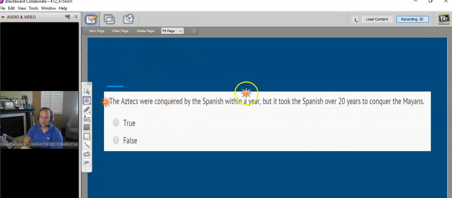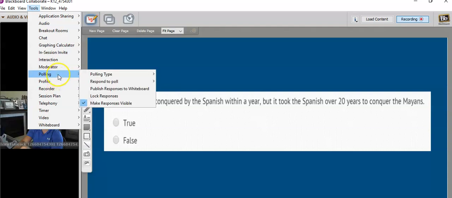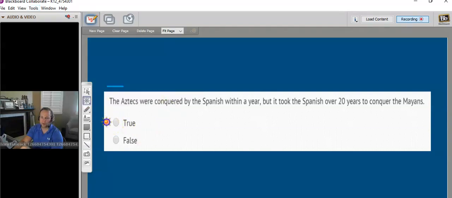Okay, let's have another poll question. I'm just going to change it to the green check or X real quick for you. So green check would be true, red check would be false. The Aztecs were conquered by the Spanish within a year, but it took over 20 years to conquer the Mayans. Is that true or false?